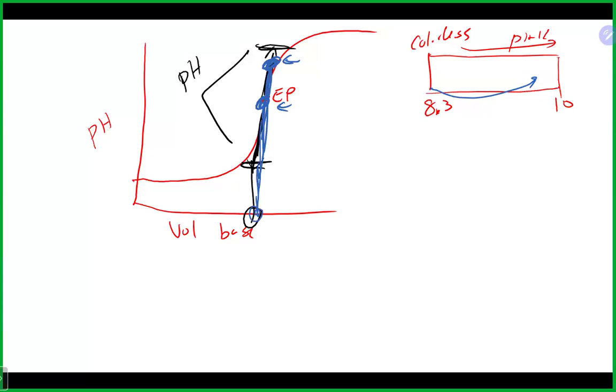There's not a big difference in the volume. So your calculation is not going to be all that bad if you miss it by a drop or two. The reason why sometimes teachers will tell you that's too dark, you should do it again, is they don't know how you do a titration.